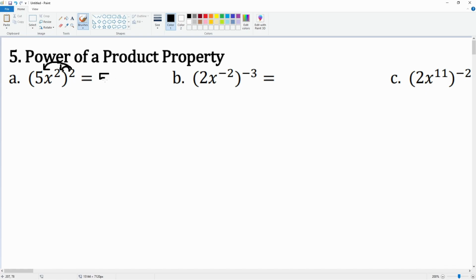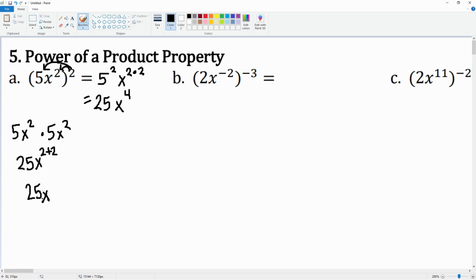So it is going to be 5 to the second power, then x to the second power times 2. Okay, because that's what was being distributed. 5 squared is 25 and becomes x to the 4th power. Another way to visualize this is to see the inside expression of 5x squared times 5x squared. Okay, 5 times 5 is 25, and the x squared times the x squared becomes 25x to the 4th power.